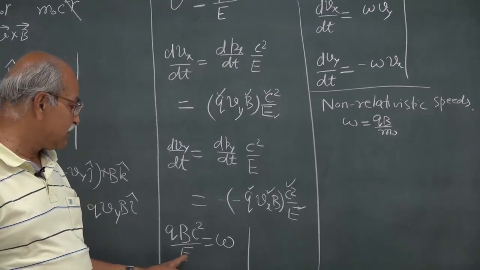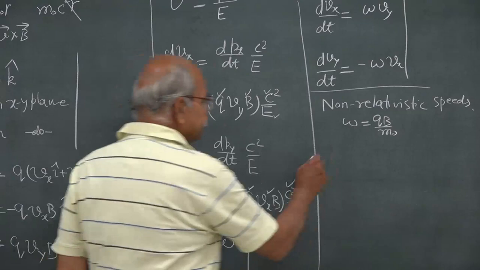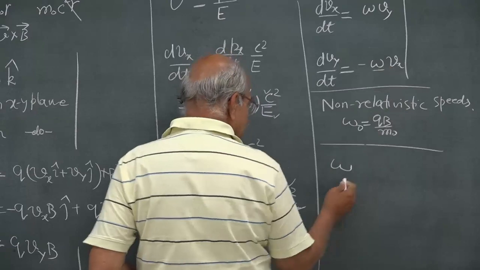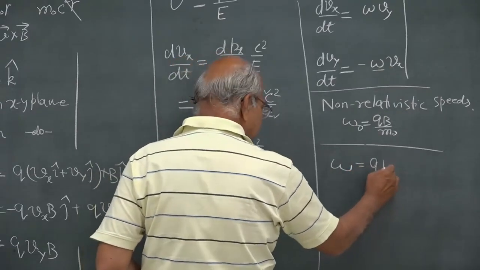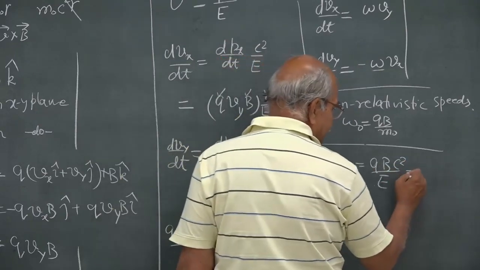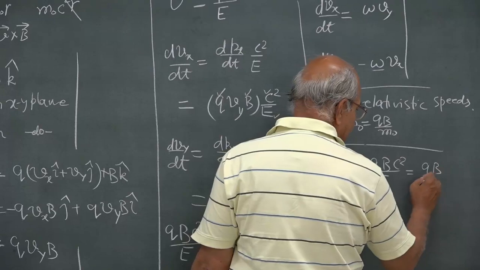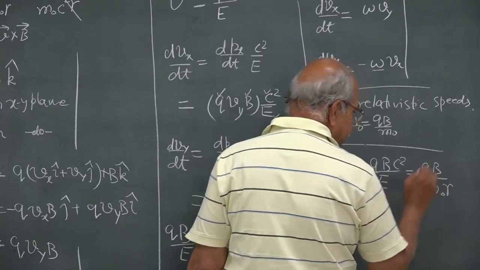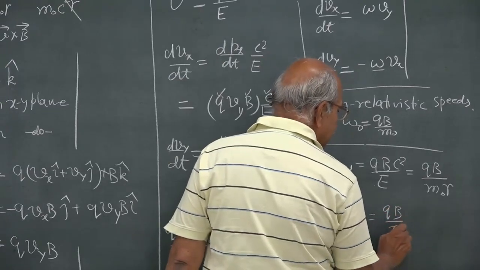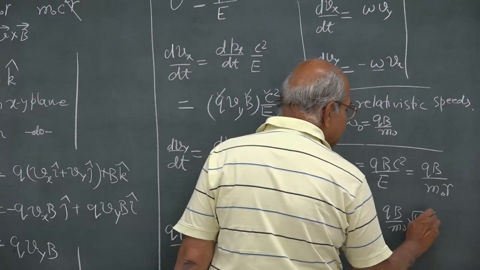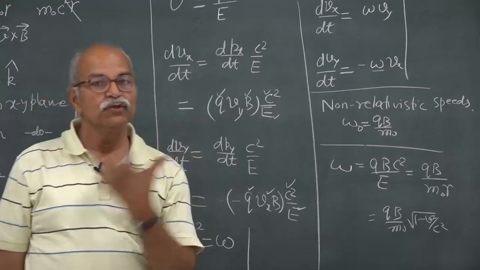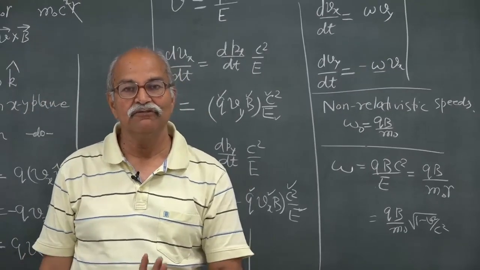This is the total energy, remember. Now you can write that this actual omega is q b c square by total energy, but E by c square, you know what it is, E by c square is just m naught times gamma. So, it is q b by m naught and then square root of 1 minus v square by c square. So, with that much of change, it will be the usual circular path in a uniform magnetic field.